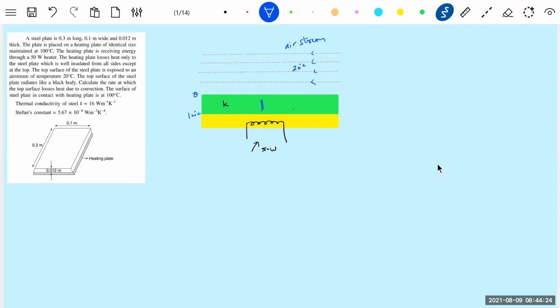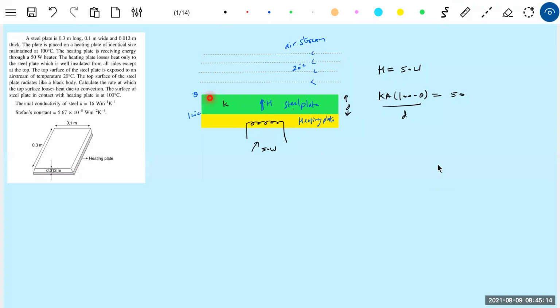So heat will pass through this. The heater coil will supply 50 watt of heat. That 50 watt is the thermal power that will pass through this steel plate. Okay, some information is given. Let's go for what the heater coil will supply. The heating plate will transfer to the steel plate, so this H should be equal to 50 watt. And H is equal to KA (100 minus theta) by d. This should be equal to 50. With this, I'll get the temperature of the surface of the steel plate.